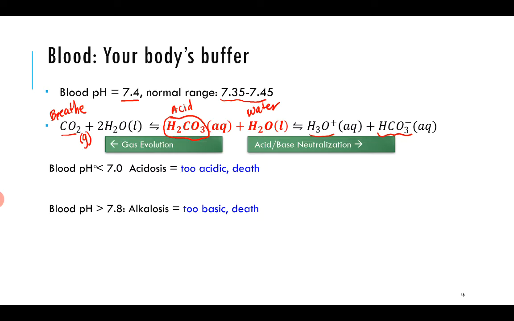If your blood pH gets too low and you're too heavily on this side of all the equations, then you are in acidosis and then you die. If you're more this way, then you're in alkalosis, which is too basic, and then you die.